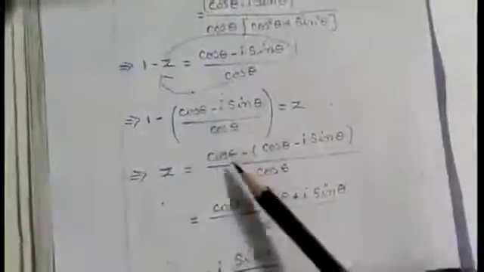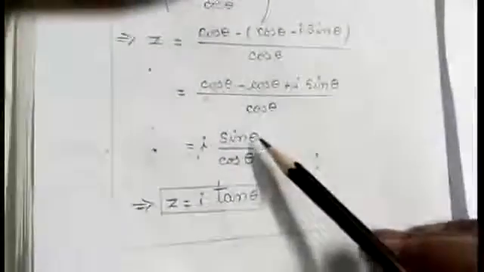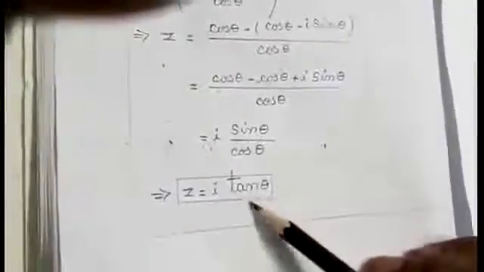1 minus (cos theta minus i sin theta) divided by cos theta. Just remove the bracket. After removing, cos theta will be cancelled. If you see, the final value is i sin theta by cos theta, which is nothing but sin by cos, which is nothing but tan. z equals i tan theta.